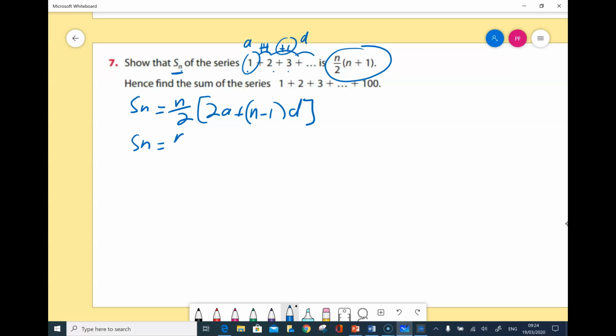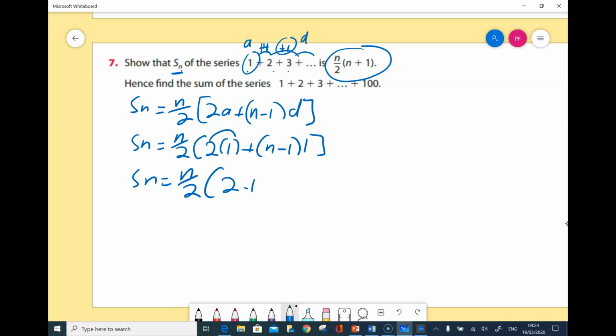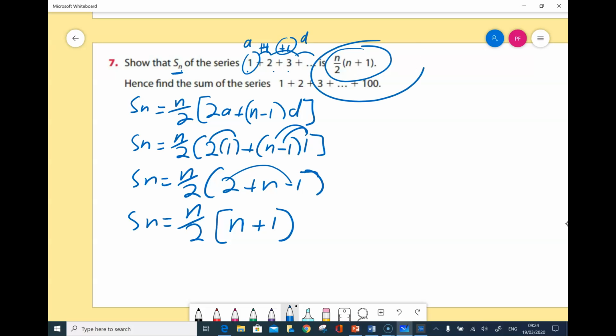So Sn equals n over 2. We said a is 1. We don't know what n is. They just want the formula for Sn. And d is going up in 1s. So Sn equals n over 2. 2 times 1 is 2. 1 times n is n. 1 times minus 1 is minus 1. And we just tidy that up a little bit. n over 2, so I've got n here, and 2 take 1 is 1, which is what they want. Perfect.